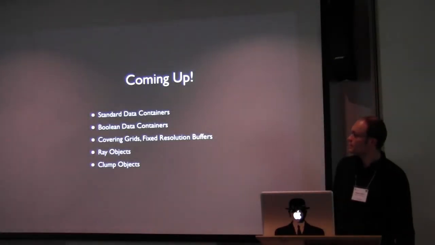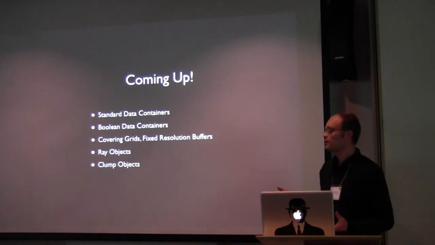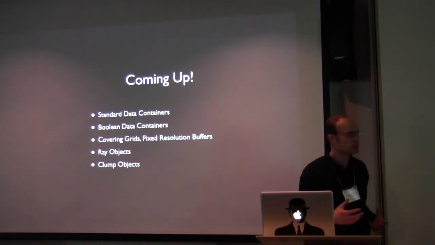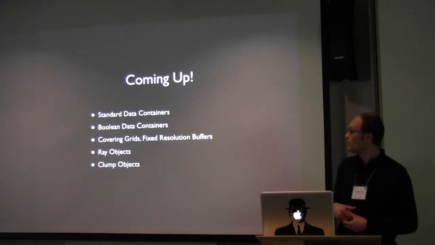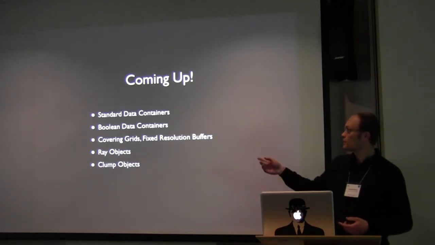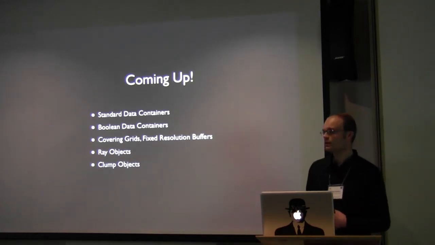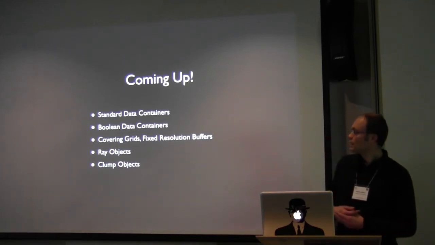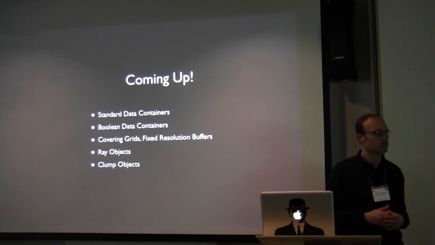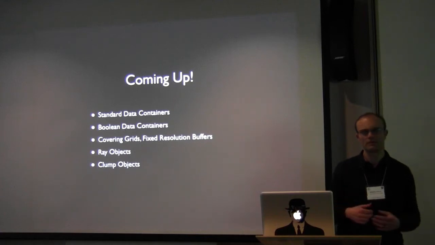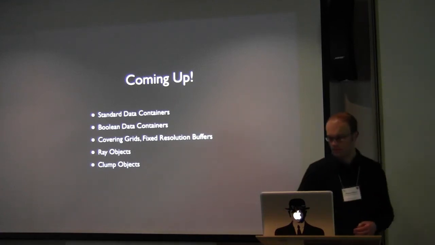So we'll be covering standard data containers, the Boolean data containers, which allows you to mix data containers together. That's how I made that thing on the first slide. Covering grids, fixed resolution buffers. We'll go over the FRBs relatively quickly because we've seen them a couple times. And then ray objects and clump objects, we'll just look at them briefly. Britton's going to talk in much more detail about clump finding, but I'm just going to point out a couple things about the clump objects themselves.